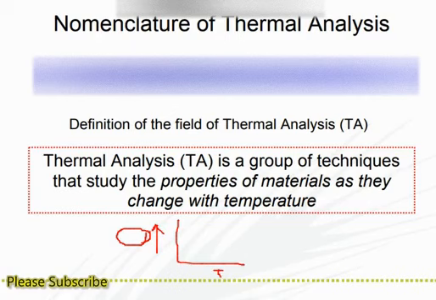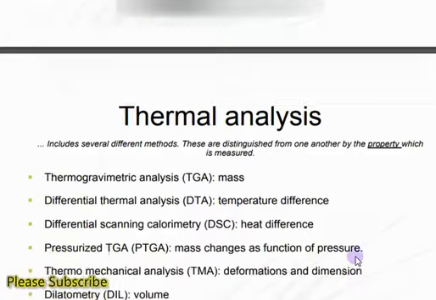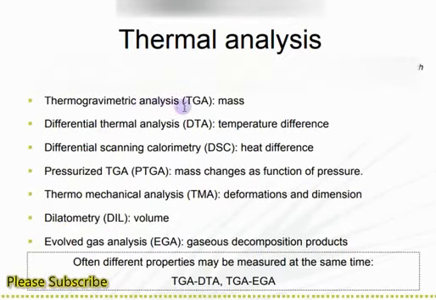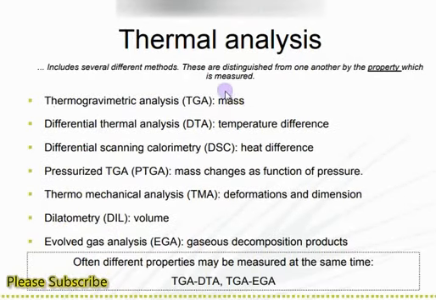There are a group of thermal analysis techniques. For instance, we have thermogravimetry analysis, TGA. Here we are looking into changes in mass with respect to temperature. In differential thermal analysis, we are observing the temperature difference with respect to changes in temperature. In differential scanning calorimetry, DSC, we are looking at the heat difference with respect to temperature. This heat difference is the enthalpy of the reactions with respect to temperature.